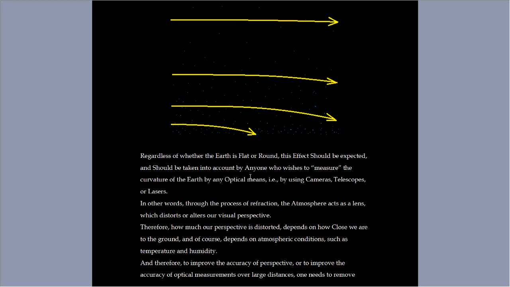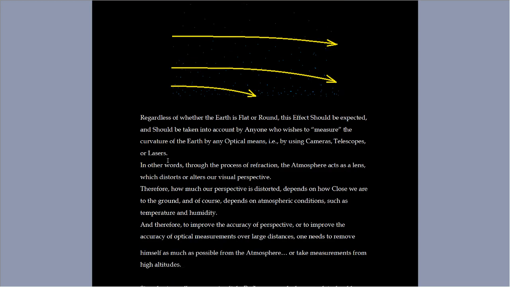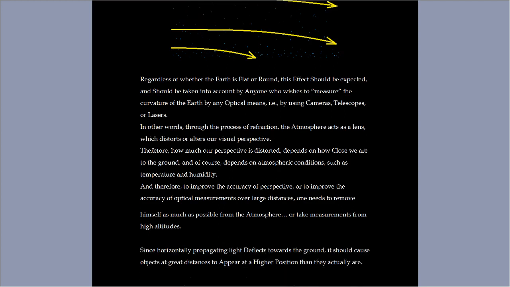Regardless of whether the Earth is flat or round, this effect should be expected and should be taken into account by anyone who wishes to measure the curvature of the Earth by any optical means, i.e. by using cameras, telescopes, or lasers. In other words, through the process of refraction, the atmosphere acts as a lens which distorts or alters our visual perspective. Therefore, how much our perspective is distorted depends on how close we are to the ground, and of course depends on atmospheric conditions such as temperature and humidity.